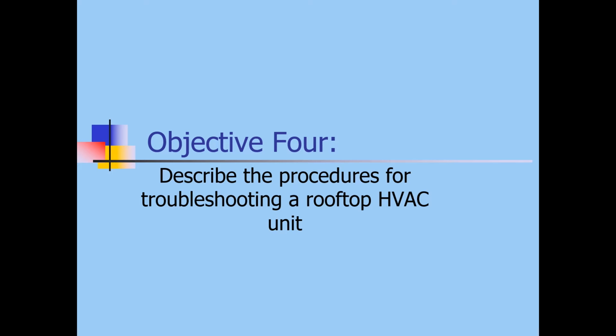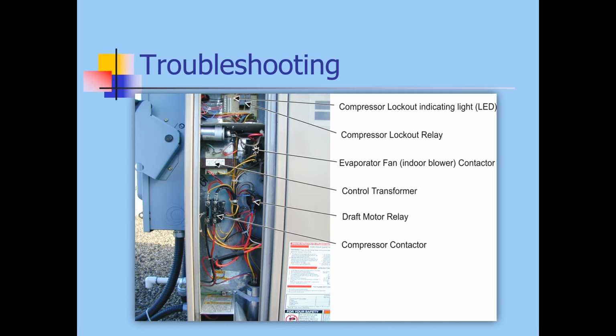By now we should have an understanding of the different configurations of RTU units and makeup air units and how they operate. So now we can look at how to troubleshoot the units. Since the operation of these units is very similar to the operation of other units that we've looked at for residential applications, the troubleshooting also applies to each one of these.